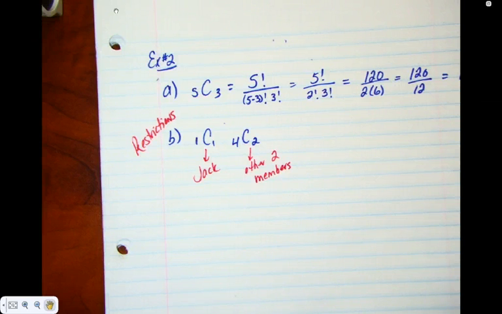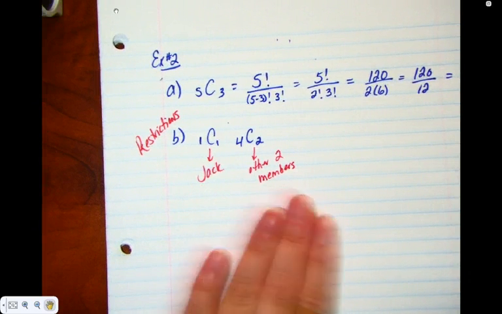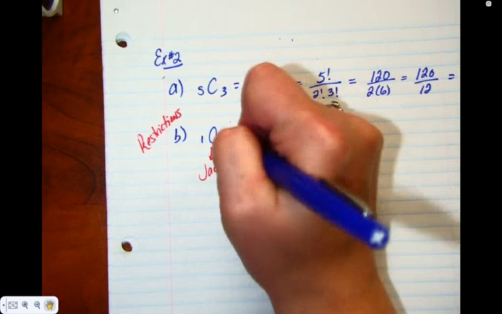Do I multiply these or do I add them? Division wasn't an option. Multiplication or add. What's the word that I taught you that always means add? Or. What means multiply is and. So you need to ask yourself, do I need Jack and 2 other committee members? Or do I need Jack or 2 other committee members? And means it's a multiplication.